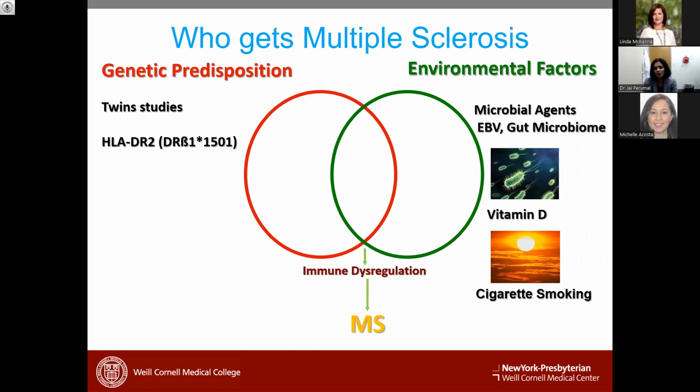Vitamin D has been looked at as a potential risk, especially in pediatric populations. Patients who have a low vitamin D level have a higher risk of MS, and this has been studied in kids too. Along with the higher risk of getting MS, it's also a risk of disease progression in MS. Cigarette smoking, like so many other diseases, has been associated with a higher risk as well.